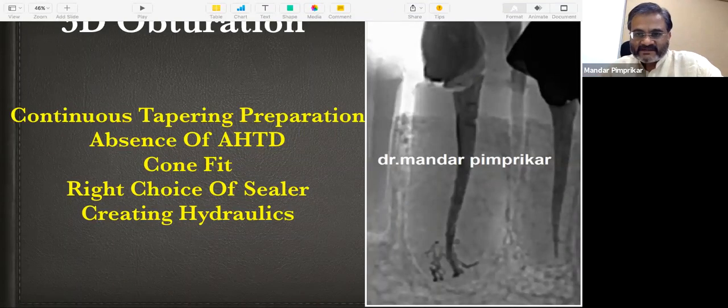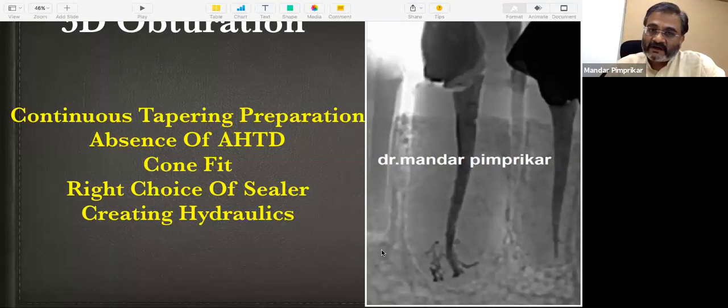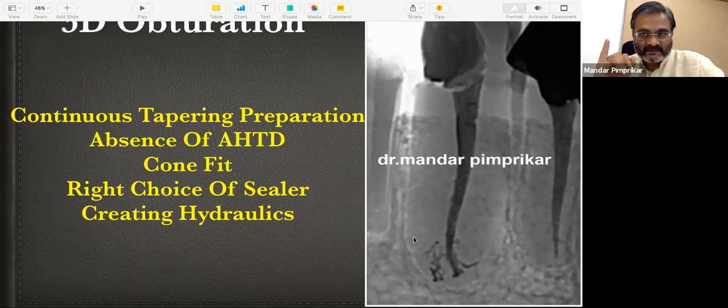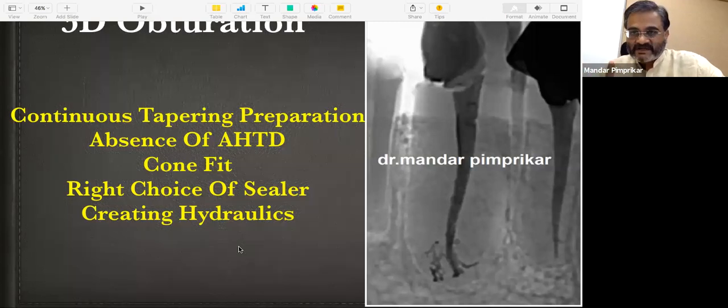So to have these kinds of three-dimensional cleaning and three-dimensional obturation, you need a continuous tapering preparation; that is a prerequisite. Then you should have absence of accumulated hard tissue debris. Now, I was stressing so much throughout the presentation about absence of accumulated hard tissue debris. Now, you have to decide your strategy, which way you want to go. If you're not doing any activation in your day-to-day practice, please try and incorporate one of the methods which suits you economically and also in ease of use.